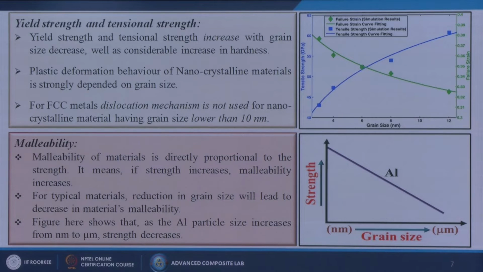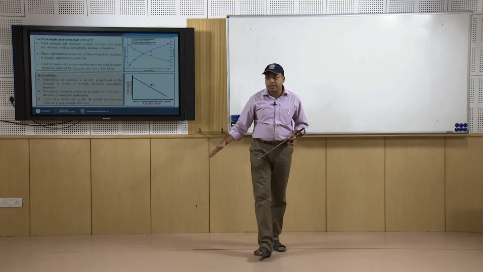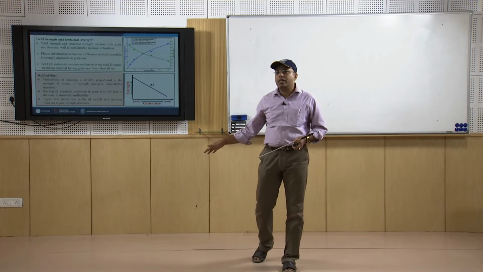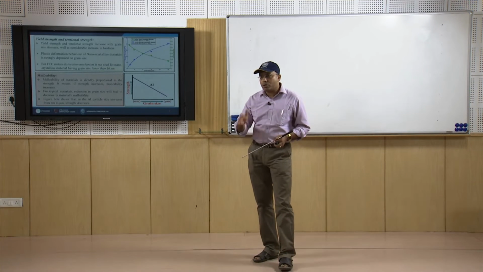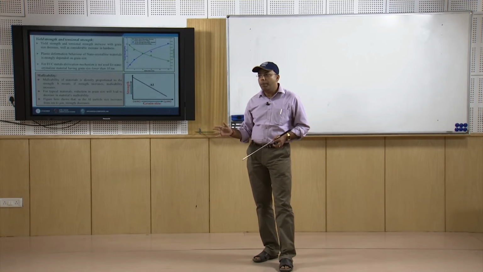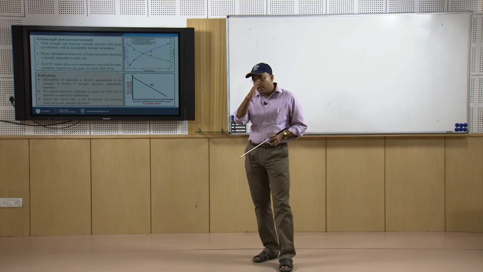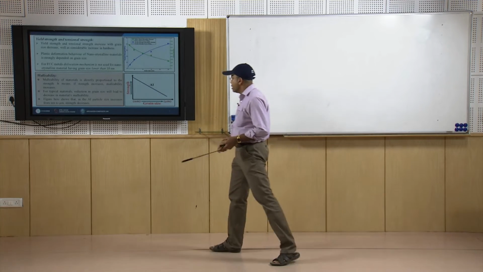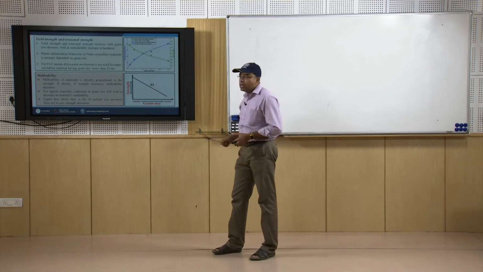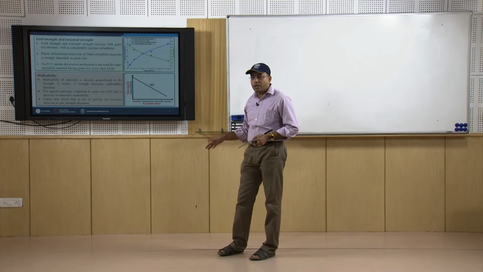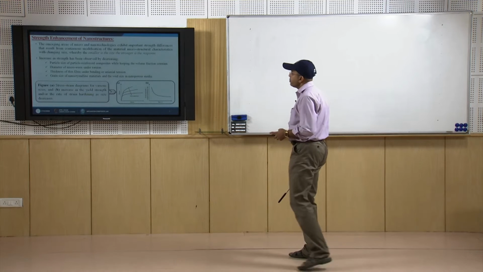The figure here shows that as the aluminum particle size increases from nanometer to micrometer, the strength is totally decreasing. When the strength is totally decreasing, that means the malleability is also decreasing, because strength is directly proportional to the malleability. So, if the strength will increase, the malleability will also increase, and if the strength will decrease, the malleability will also decrease. So, when the strength is decreasing, simultaneously the malleability will also be decreasing.